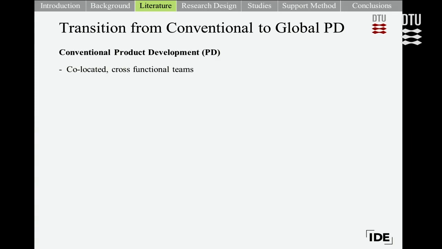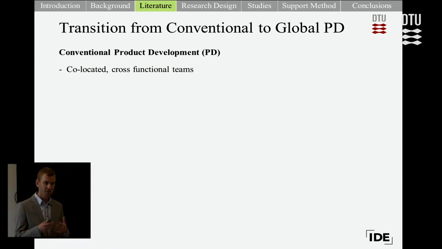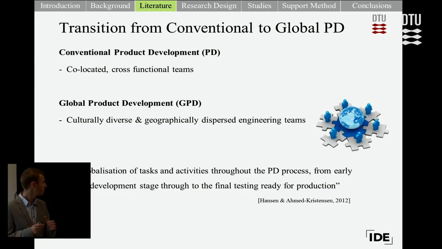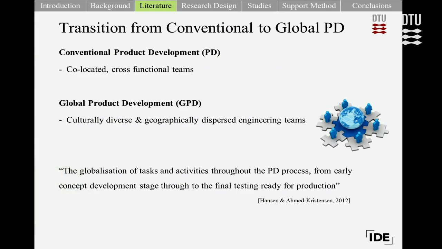So when looking at the transition from conventional to global product development, we see that conventional product development typically consists of co-located or cross-functional teams that rely on face-to-face communication, whereas global product development relates to culturally diverse and geographically dispersed engineering teams that are heavily reliant on online communication and digitalized product development processes. In this project, we defined global product development as the globalization of tasks and activities throughout the product development process, which can involve stages from the early concept development stage through to the final testing before production.